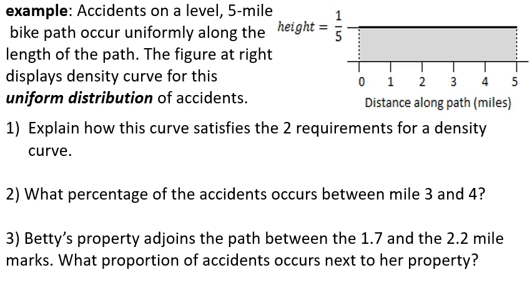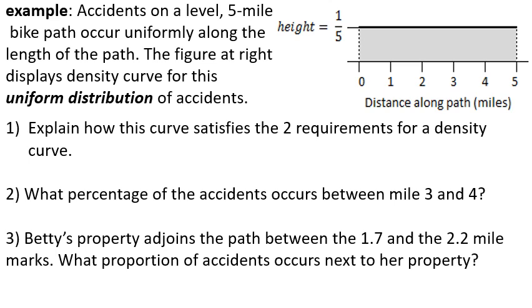So the example is accidents on a level 5-mile bike path occur uniformly along the length of the path. So you're equally likely to have an accident anywhere along that path. The figure at the right displays the density curve for this uniform distribution of accidents. Okay, explain how this curve satisfies the 2 requirements for a density curve.